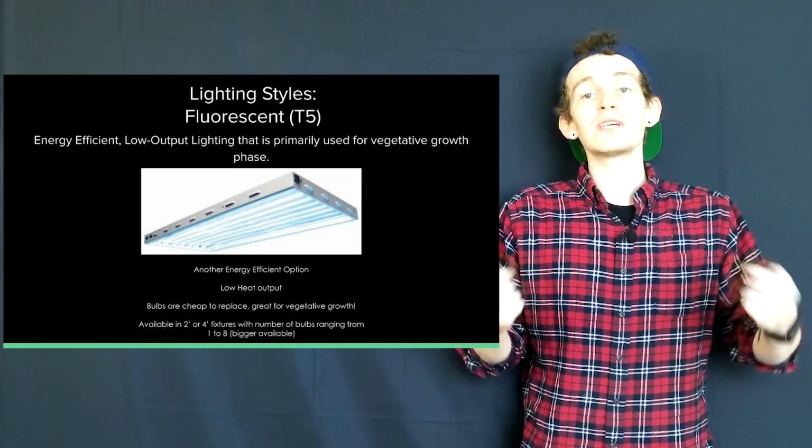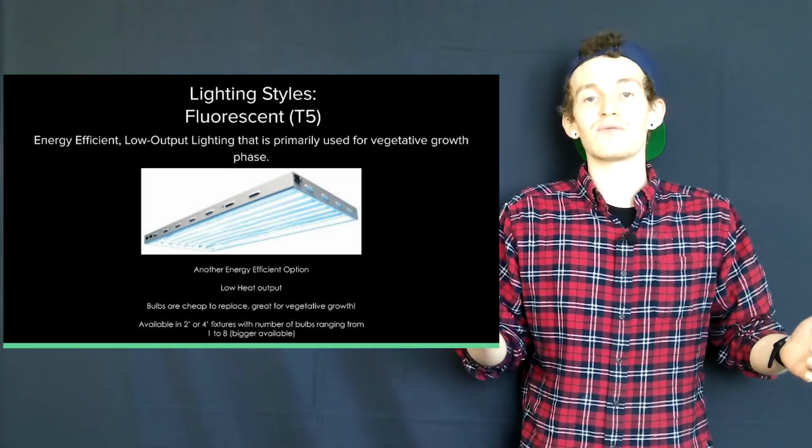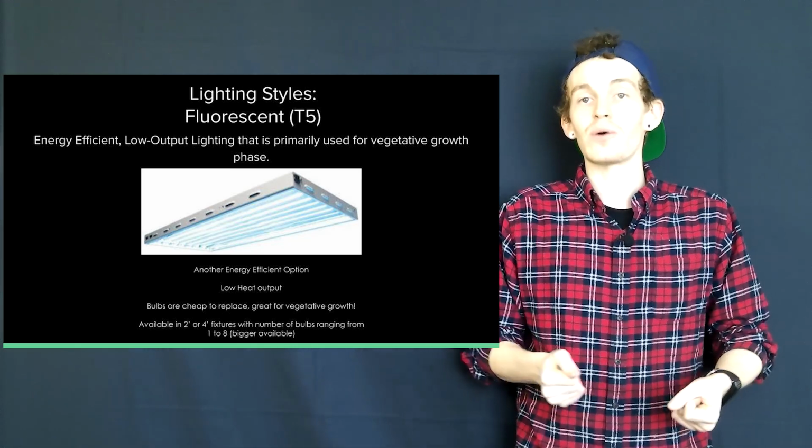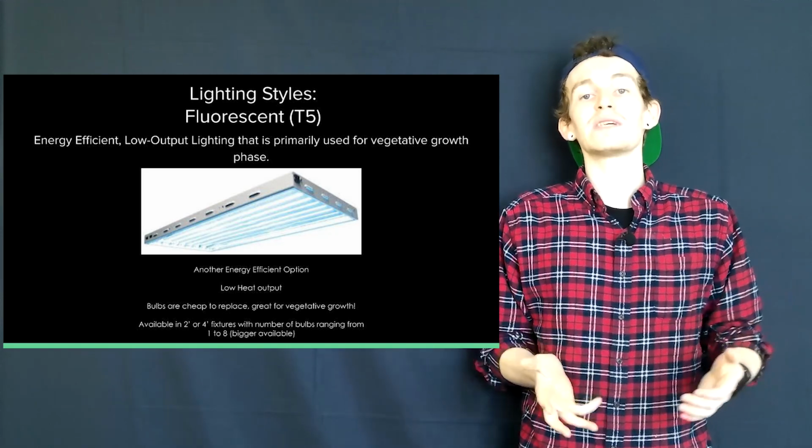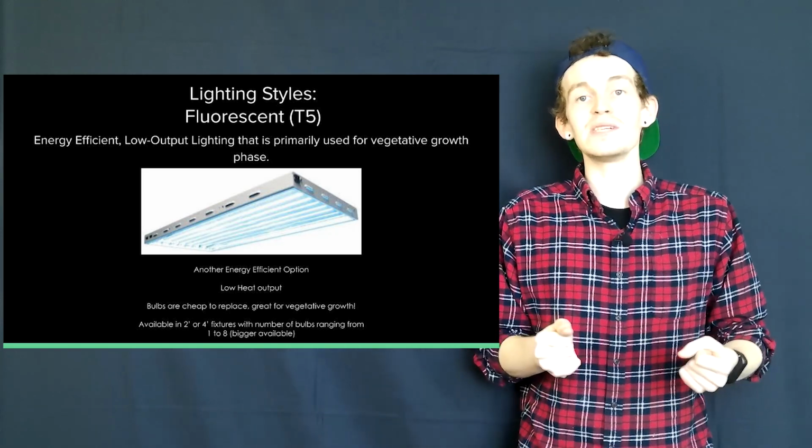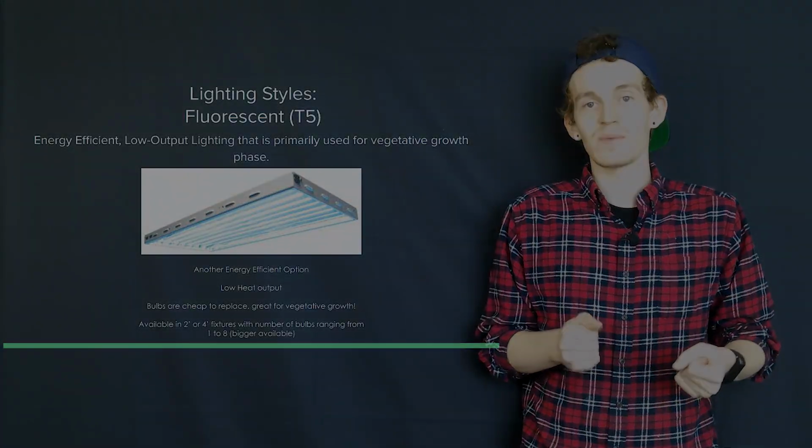So if you're looking for an inexpensive, low energy, low heat option for your grow room, particularly for vegetative or propagative purposes, fluorescent lighting is going to be a fantastic option that'll be easy to use and low maintenance.